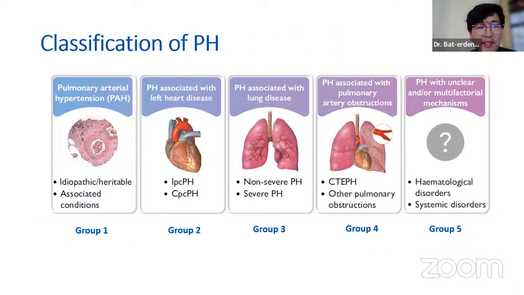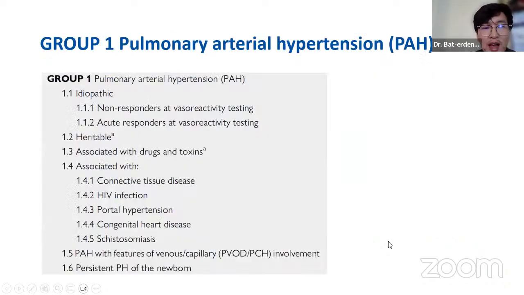Okay, how about the classification of pulmonary hypertension? It is mostly unchanged from the last guidelines. We all know group 1 to group 5. Group 1 is true pulmonary arterial hypertension. The others we already know. So how about the changes?